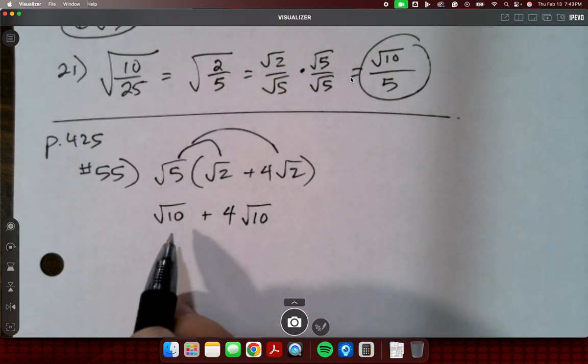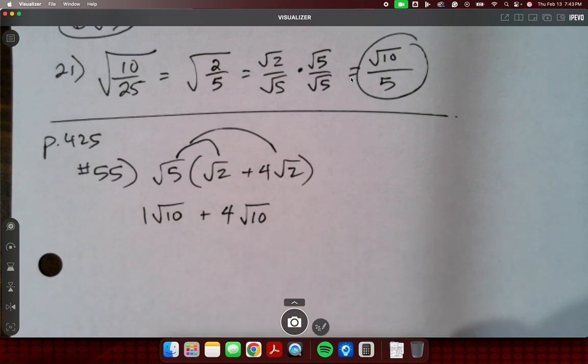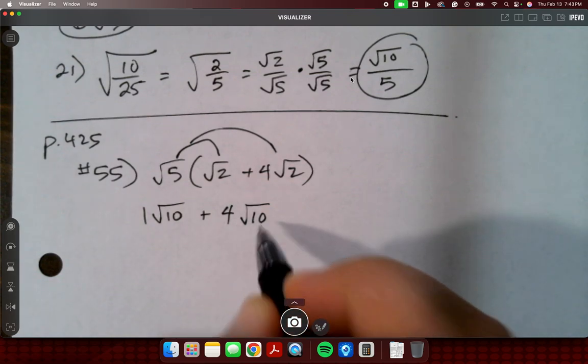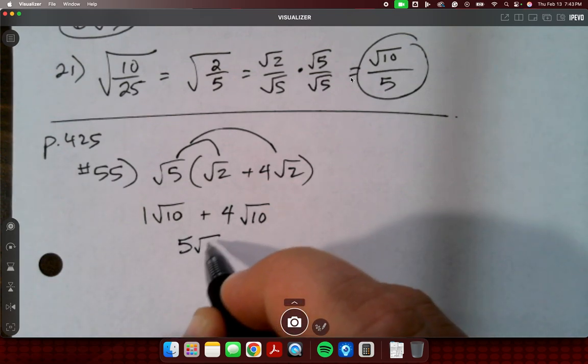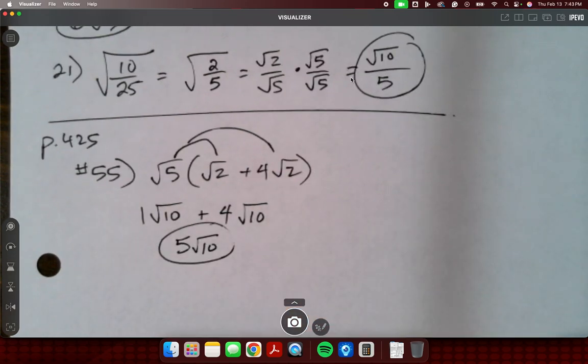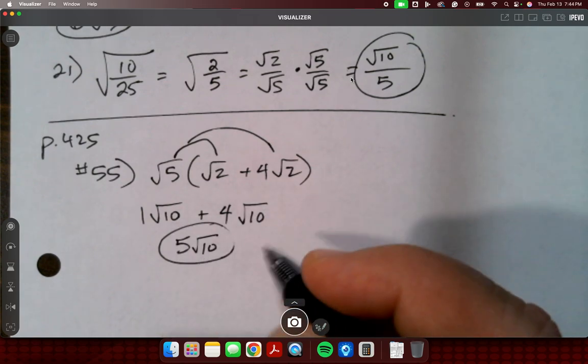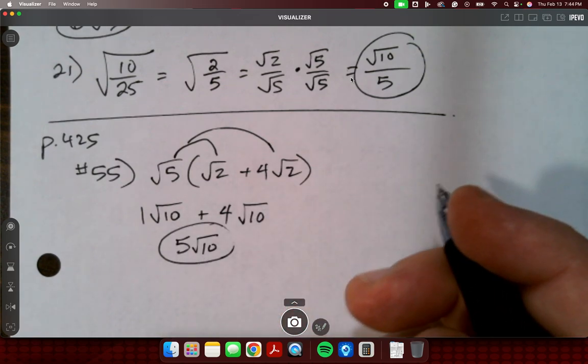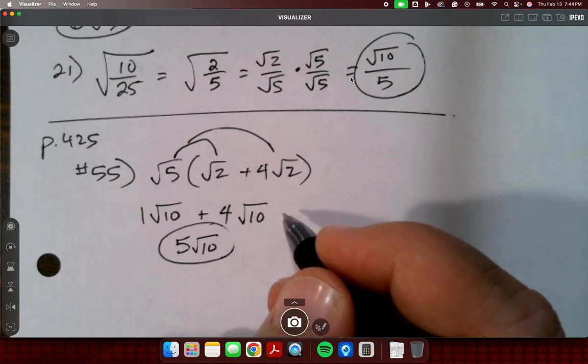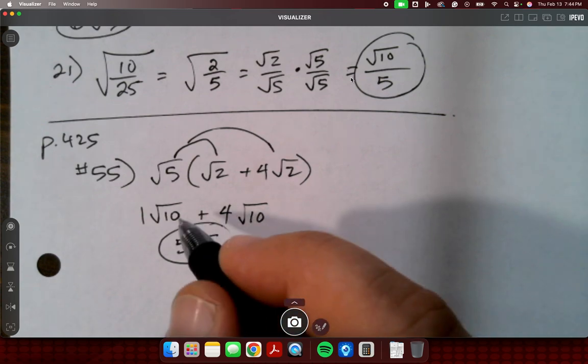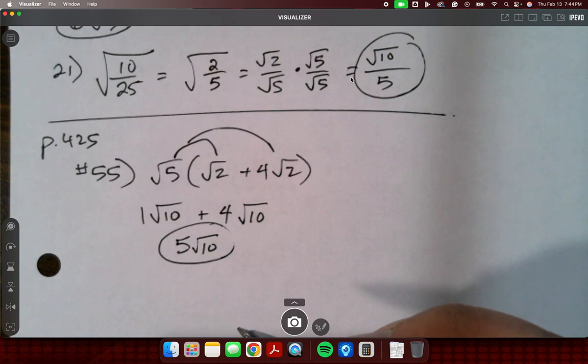Now if you notice, these two are like terms because they both have the square root of 10. This is 1 square root of 10, and you add 4 more square root of 10s, you get a total of 5 square root of 10. Now there may be times when you distribute where you don't have the same numbers inside the radical. If that's the case, then you may stop at this step right here. But if you do have the same number inside, you'll need to combine them because they're like terms.